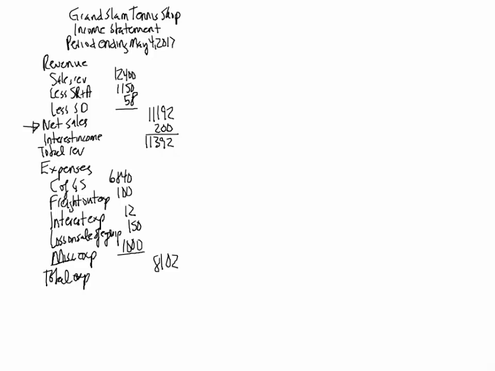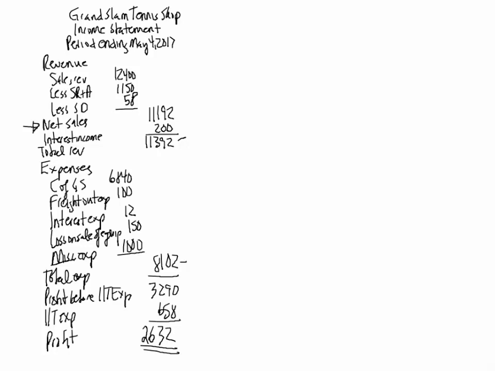Okay, so now we have profit before income tax expense. And that's the difference between the 11,392 and the 8,102. And this is 3,290. And now I'm going to do income tax expense, 658, let's just assume, and now profit. So you'll notice I've added a few accounts here just for demonstration purposes, because I want to show you how different the multiple step income statement is, and the only way I can do that is to actually have all these additional accounts in there.